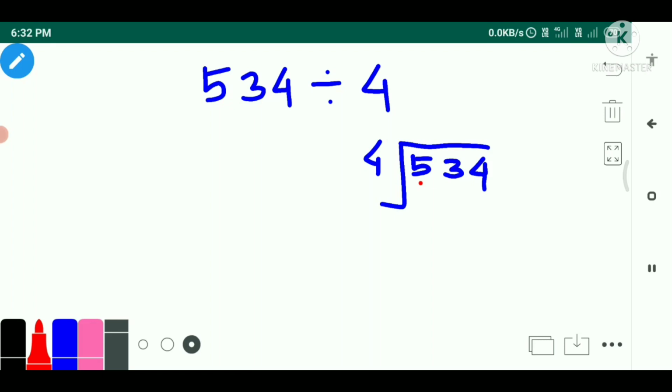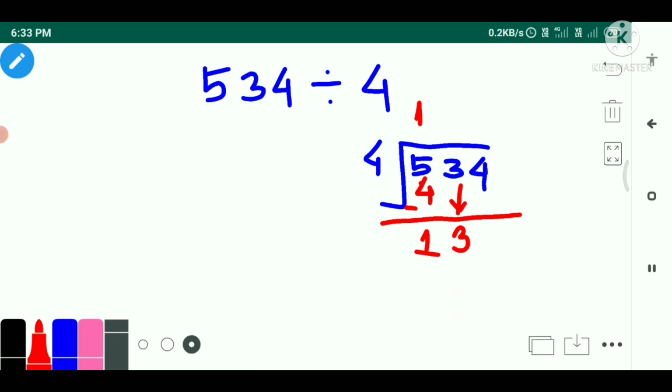So we'll now recall the multiplication table of 4 and see if 5 is there or not. So 4 ones are 4, 4 twos are 8. Now 8 is greater than 5. So we'll take 4 ones are 4. Now we'll do subtraction. So 5 minus 4, 1. Now this 3 comes down. This 4 will stay there. At one time only one number will come down. Okay, so now 13 is there.